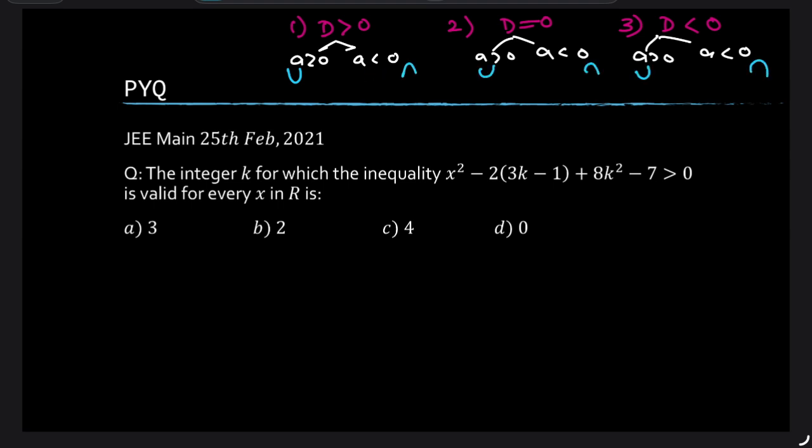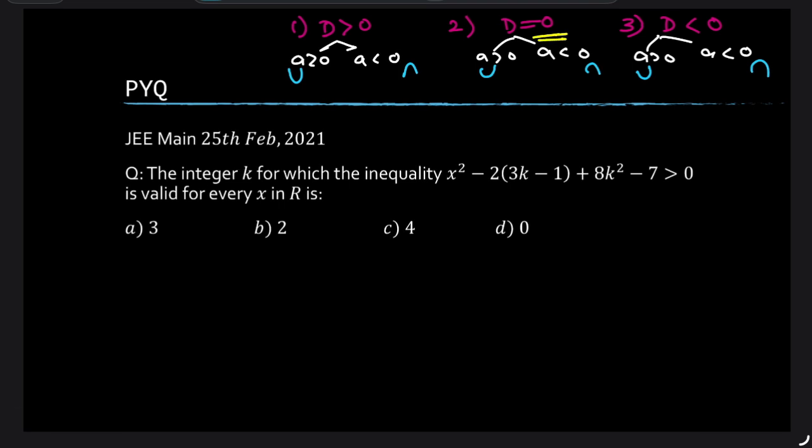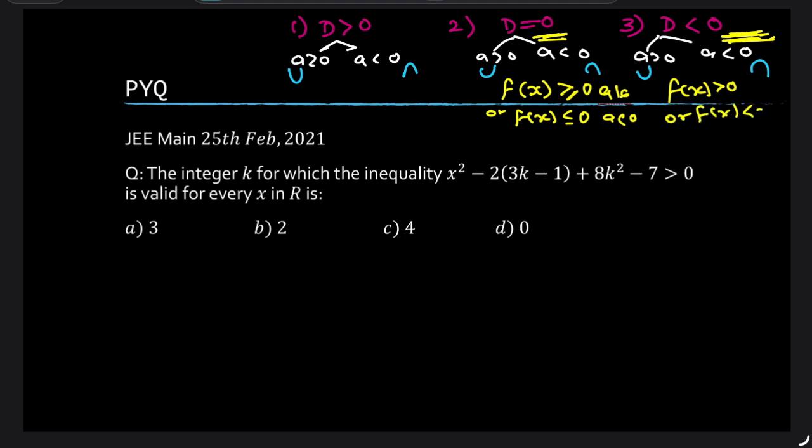We have observed one more thing, that if my D is equal to 0, then my function is greater than or equal to 0, or less than or equal to 0 based on a. In case D is less than 0, then my function is either strictly greater than 0 or strictly less than 0, for all x values. D greater than 0 means the function can take negative values, positive values, 0, all the values. Okay, so now we'll just do one PYQ, that is a 2021 PYQ.